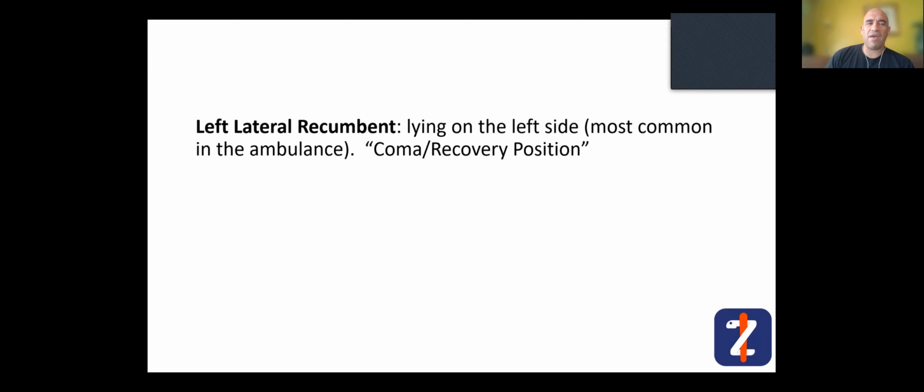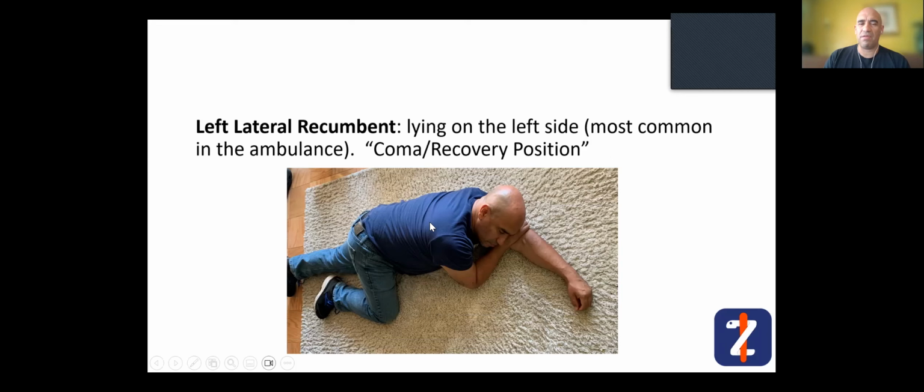The left lateral recumbent position is laying on your side, which is the most common in the ambulance. So if your patient is laying on their side, this is known as the recovery position. And there it is. This would be the recovery position after a long day. This is a position I want to be in.